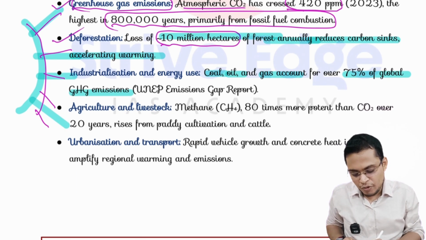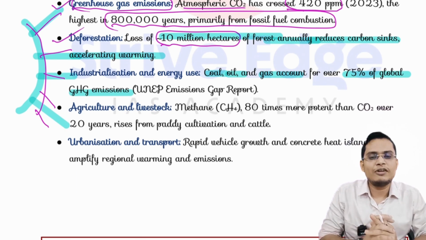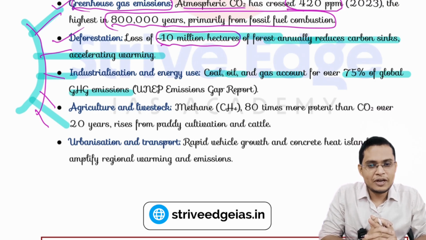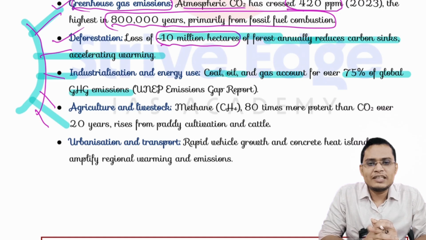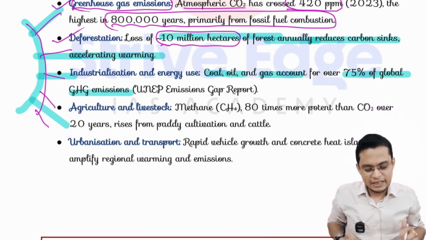So next you can talk about the agriculture. I think you know about the agriculture. A lot of methane is emitted. For example, in paddy cultivation we are flooding the field. If it does not have proper ventilation, then a lot of methane can be emitted. The same thing happens with the cattle industry also.